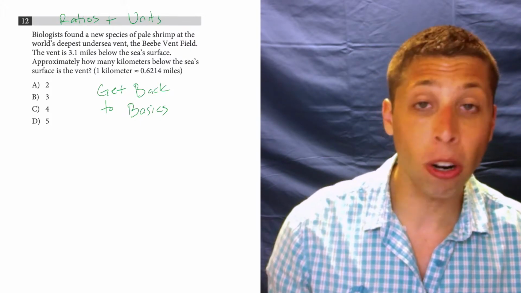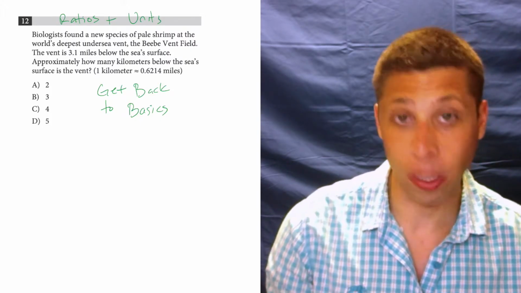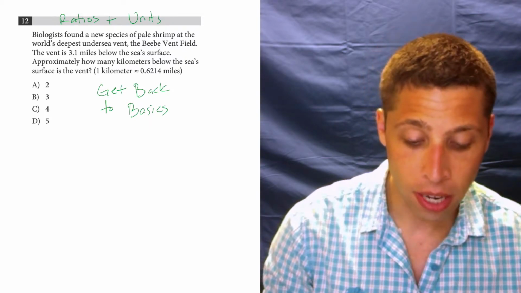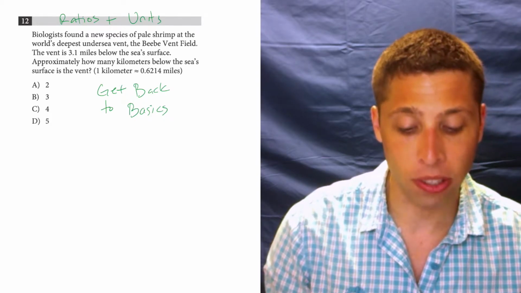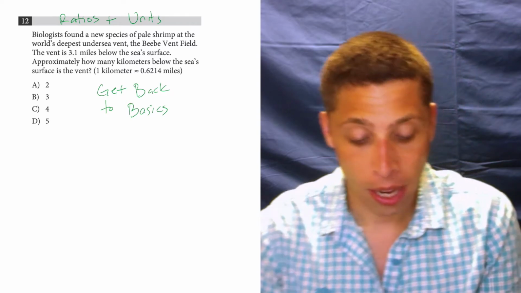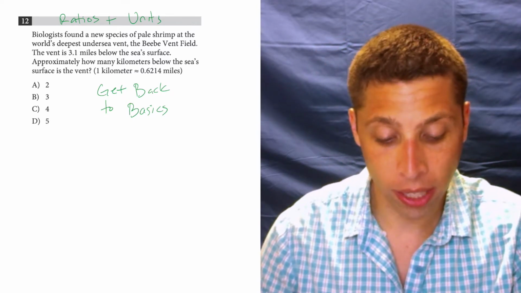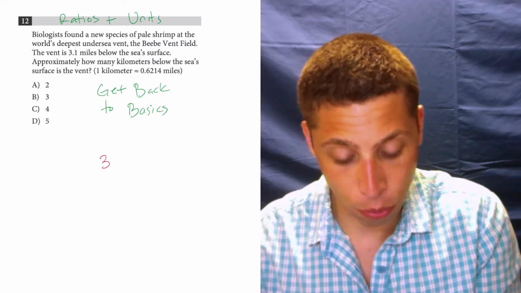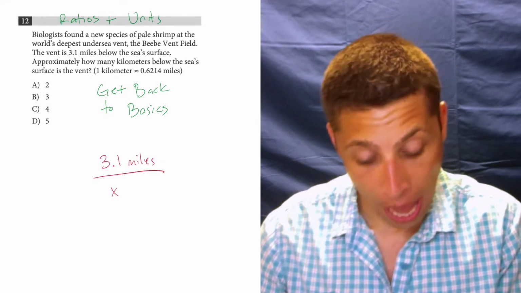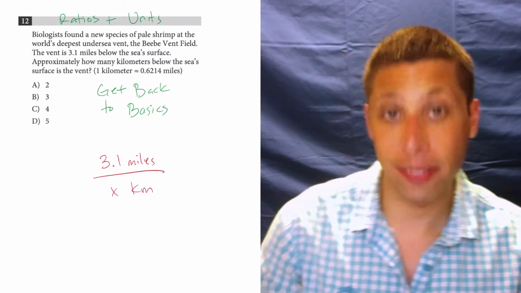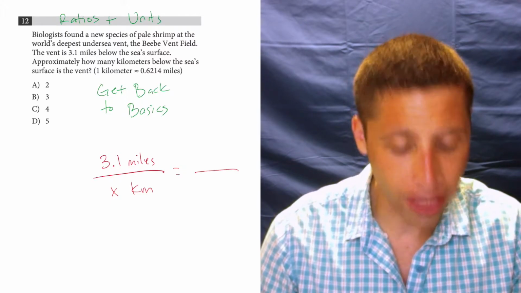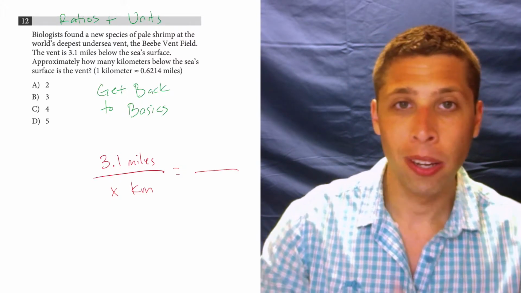So first, let's start by just using the two things that we care about, right? So the vent is 3.1 miles below the sea's surface. Approximately how many kilometers below the sea's surface is the vent? So it's not a rate per se, but it's a comparison. We're trying to see that if we have 3.1 miles, how many kilometers is that, right? That's our first ratio. And then we're using a second ratio, a second fraction, to compare those things.